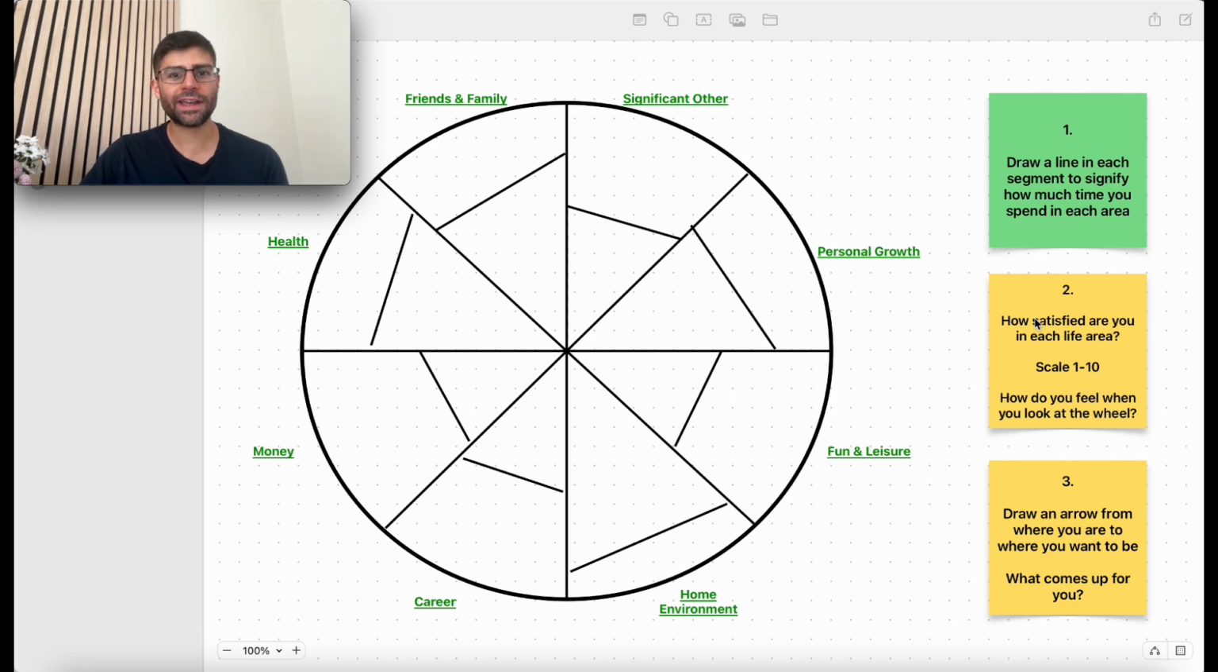Now, this is quite an exciting exercise because it's very visual. It gets you out of your head. It's not that burdensome. It's quite fun to do, quite fun to think about. And like I said, it's very visual. You can see how you spread your time. So I'm going to explain how this works.